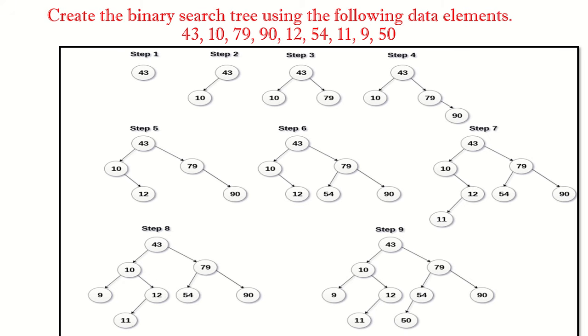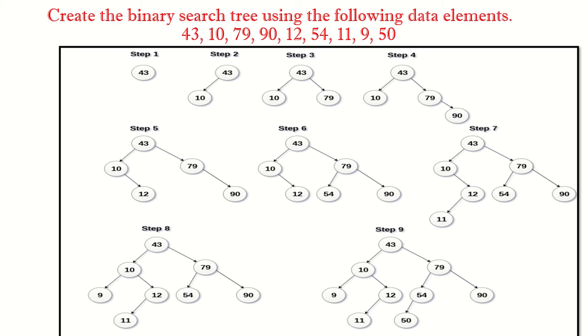Step 2 is to insert the element 10. 10 will be compared with the root element. Since 10 is lesser than the root element 43, it will be inserted on the left side of 43. Moving on to the third insertion, element 79 is to be inserted. 79 will be compared with the root node. Since 79 is greater than 43, 79 will be inserted as the right child of 43.